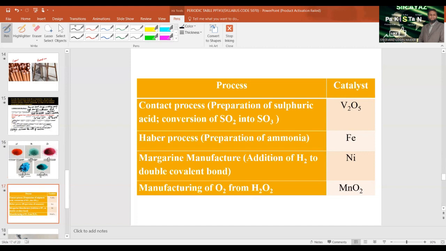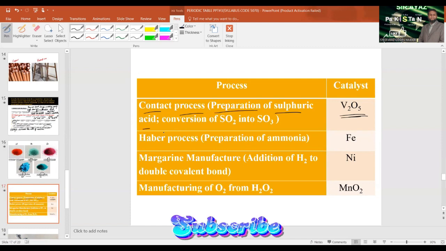For example, V2O5. It's a compound of vanadium. It's vanadium pentaoxide. It's used as a catalyst in contact process. Contact process is used for preparing sulfuric acid. And during the preparation of sulfuric acid, there's a step in which there's a conversion of SO2 into SO3 taking place. It takes place in the presence of catalyst V2O5.